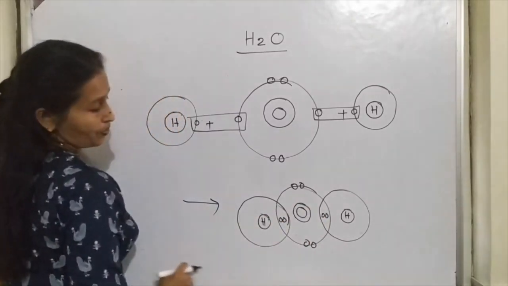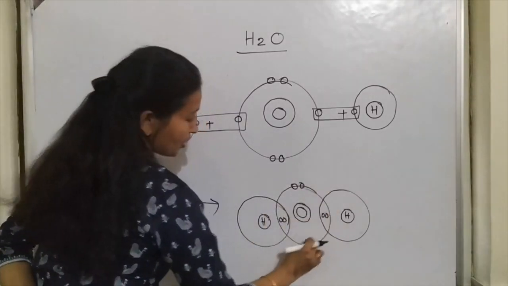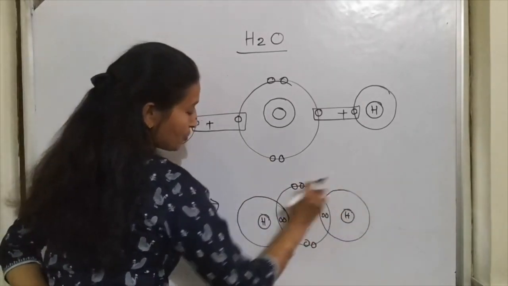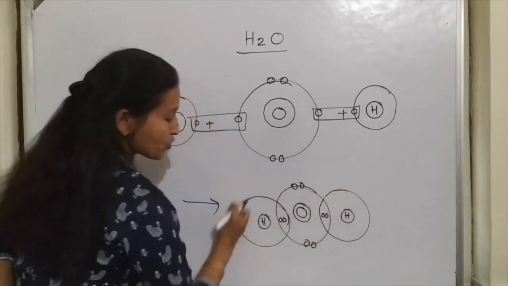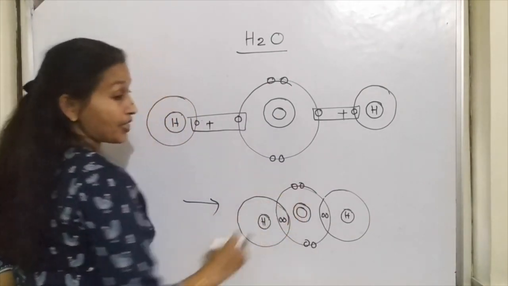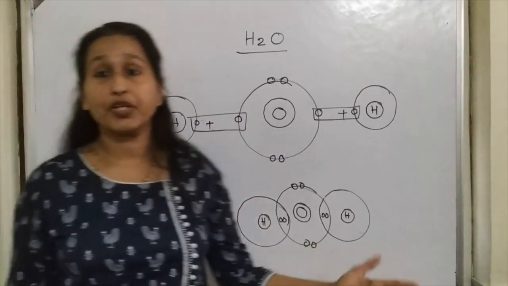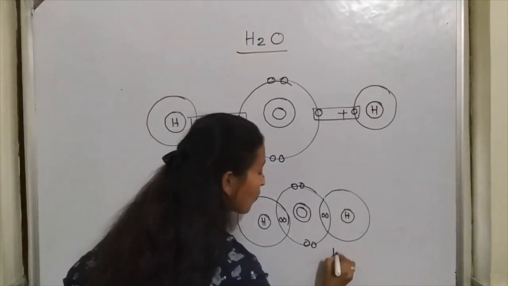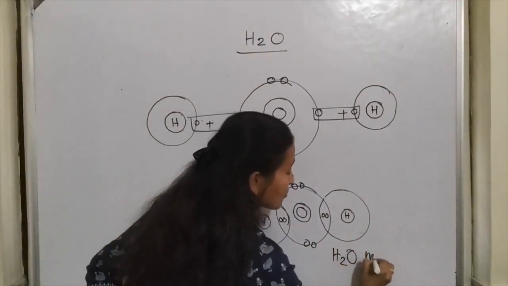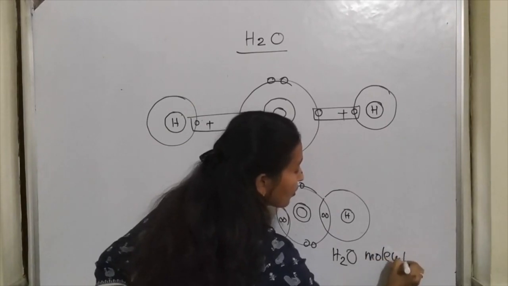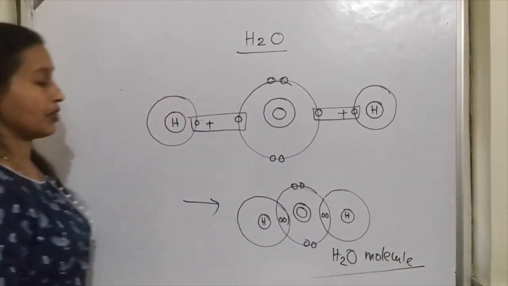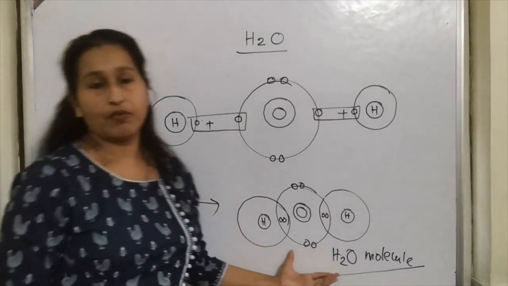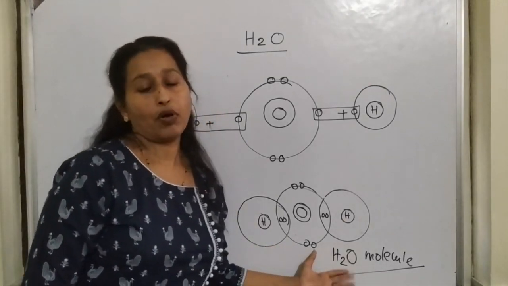If you see, oxygen has 8 electrons. Each hydrogen has 2 electrons. They attain stability, but they are not separate. They formed a compound molecule. What is that molecule? The water molecule. Now they are not separate. They are together and a new substance is formed. What is the new substance? A water molecule it is.